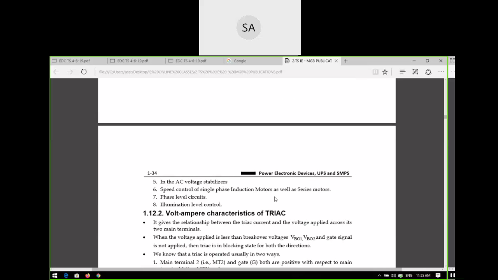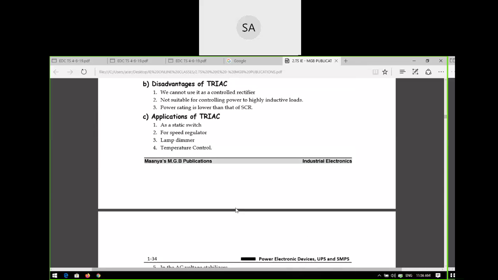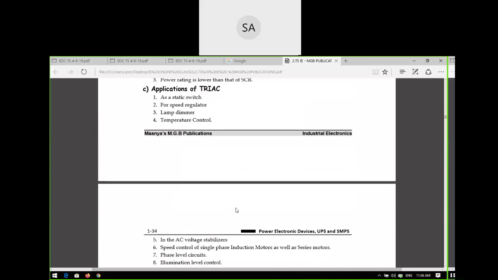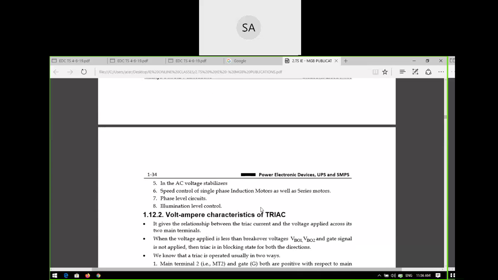Speed control of single phase induction motor as well as series motors, phase control circuits, and illumination level control. Okay, illumination control circuits. So these are the applications of TRIAC, which include lamp brightness control as well.